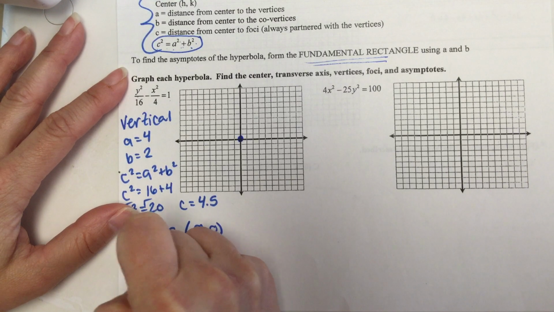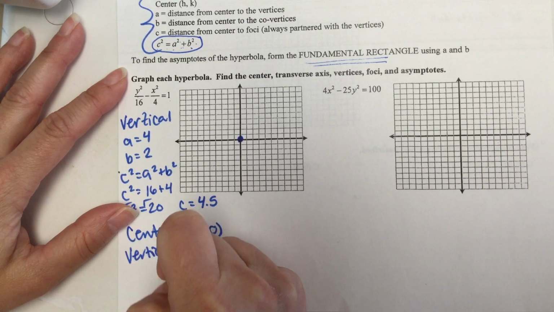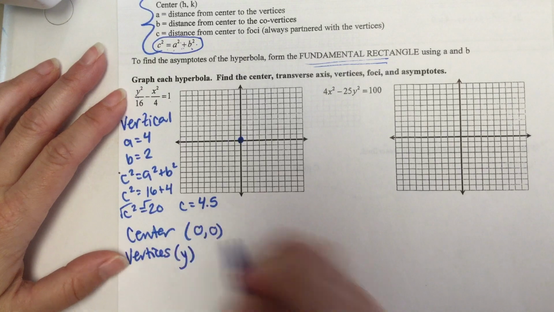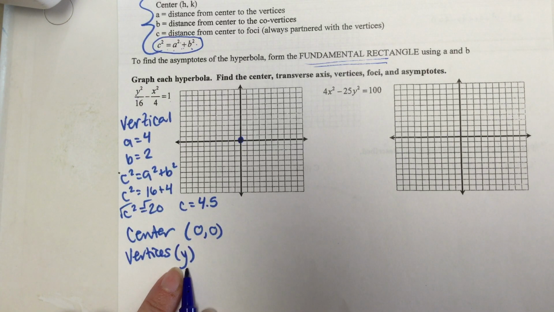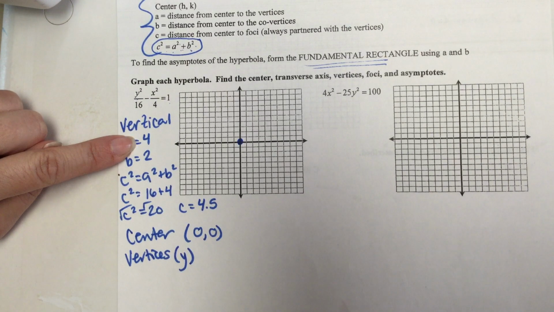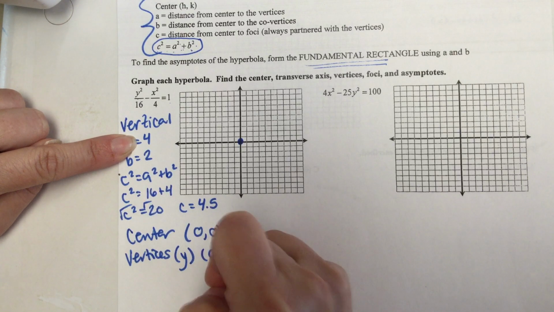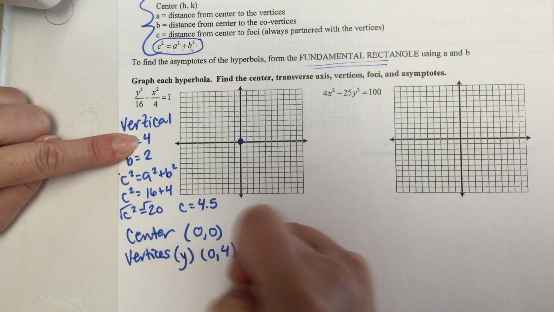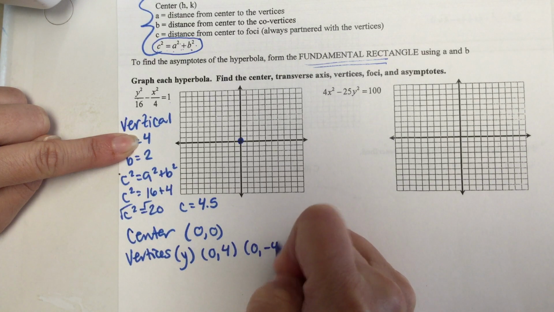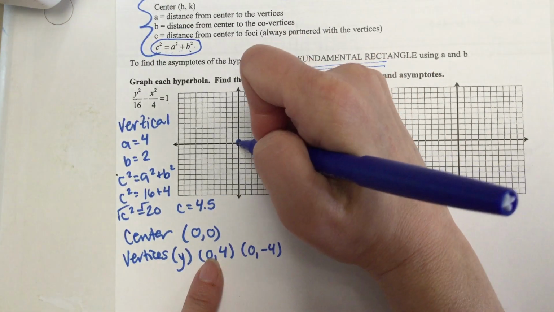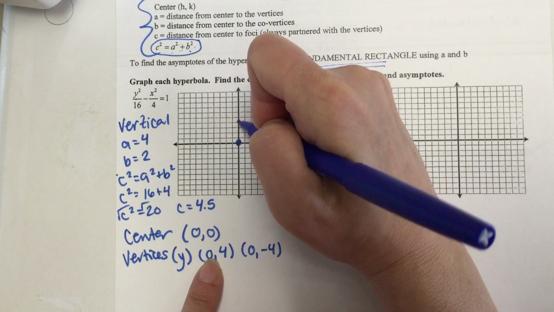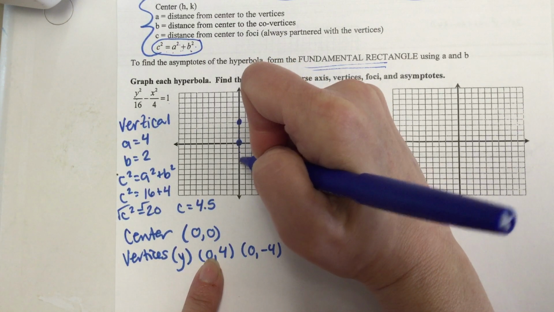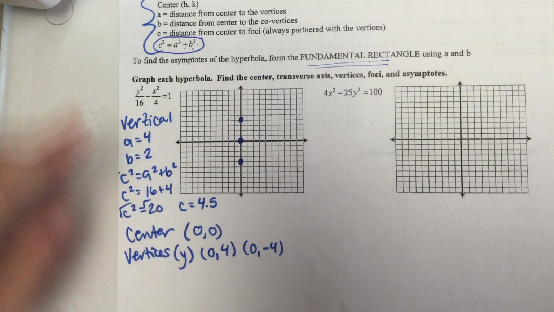Now your vertices, because it's vertical, we are going to change the Y value. Your vertices are always the A. So I have to take A and add it and subtract it to the Y value from the center. 0 plus 4 is 4. 0 minus 4 is negative 4. So my vertices are up 1, 2, 3, 4, and down 1, 2, 3, 4. There are your vertices.